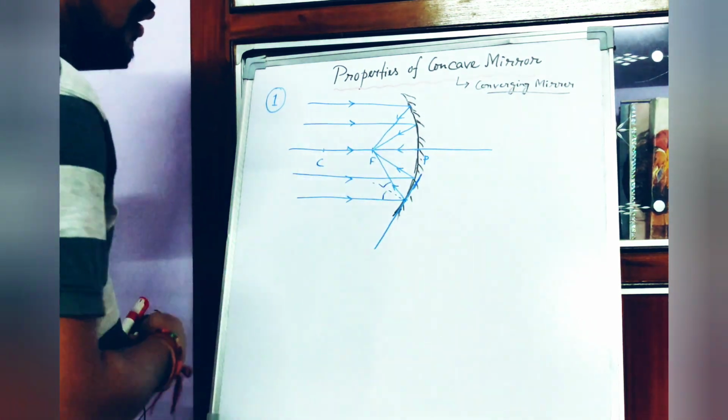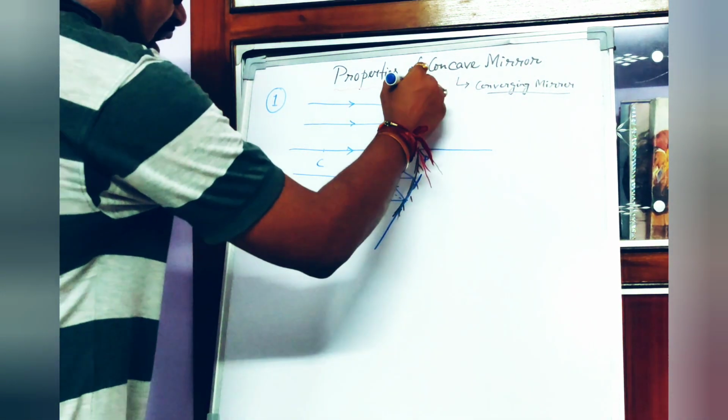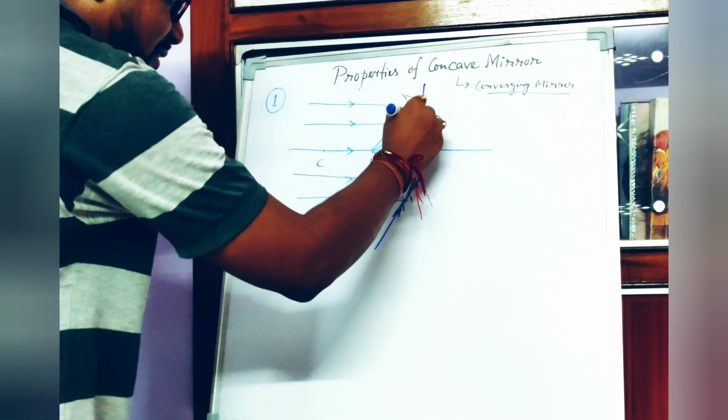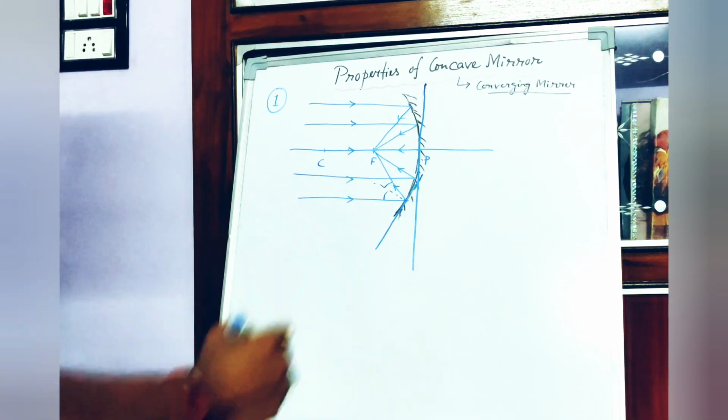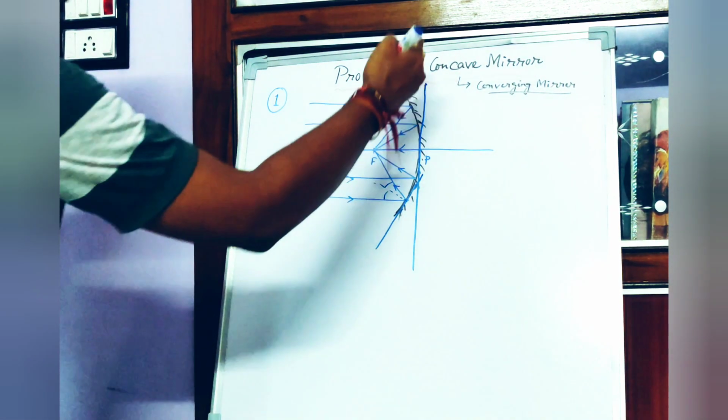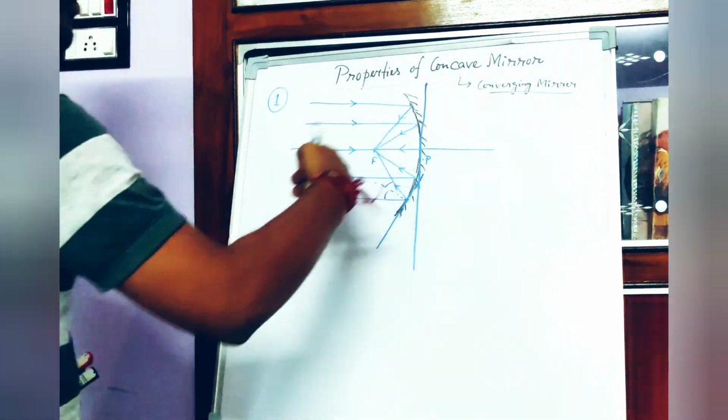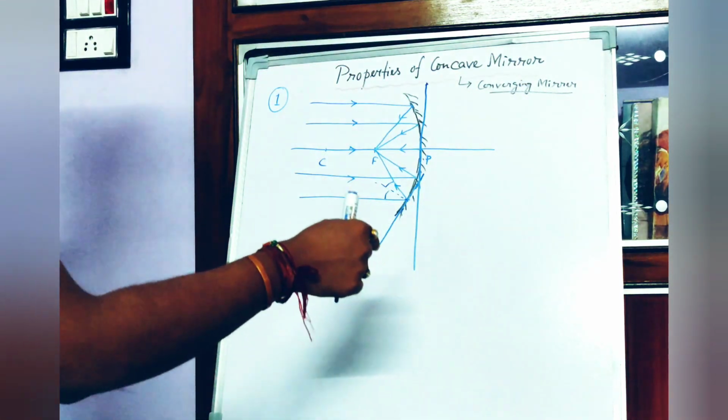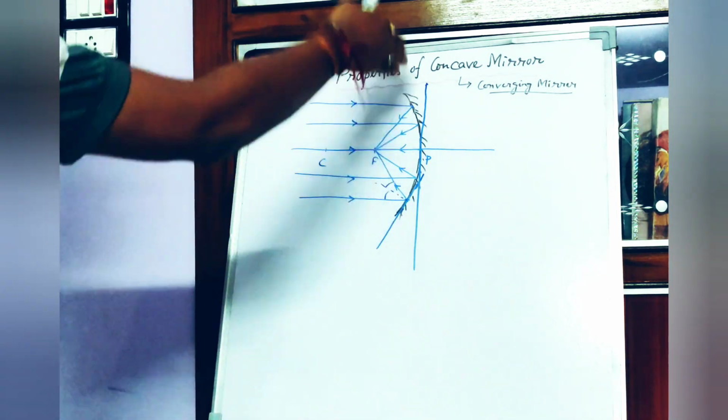Now at the pole, what is the tangent? The tangent is a vertical line which touches the pole only. This is the tangent at the pole. Now with respect to this tangent, this is called the normal. So the principal axis itself behaves as a normal line with respect to this tangent.